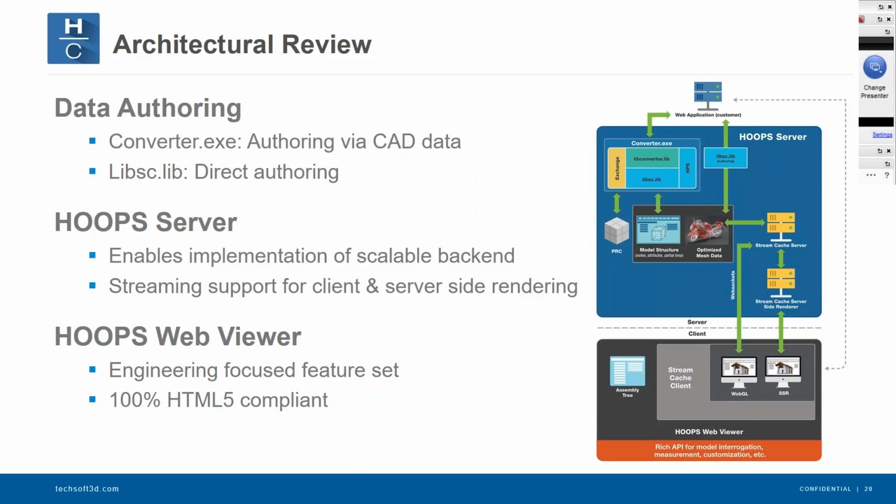So if your data is not a file and you're just authoring from your own application, you can do that by directly authoring the data. Once the data is authored, we have a server component which streams that data down to the client. In the web space, a really important part of having a responsive application is that people see data very quickly. Particularly with these CAD models, which are very dense from a triangle standpoint, you can't just wait for the whole model to be downloaded. So we have this streaming mechanism, and the HOOPS server component is what does that.